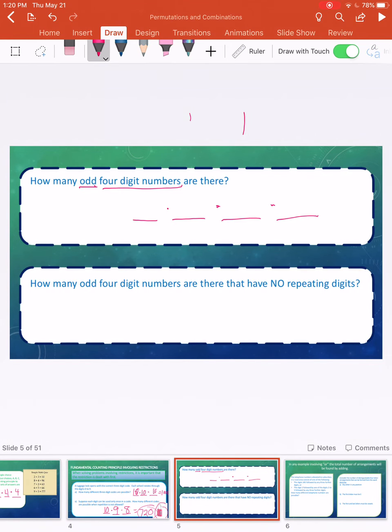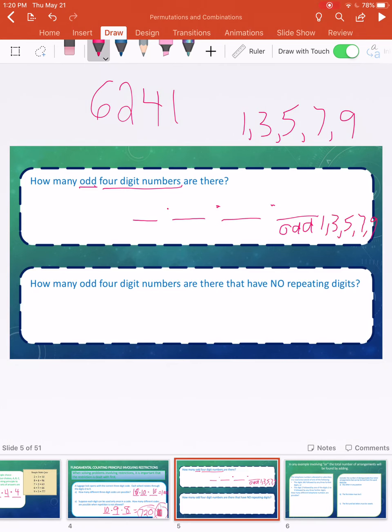Now we know our odd numbers are 1, 3, 5, 7, 9. When you have a 4-digit number, only your last digit needs to be odd. 6,241 is considered an odd number. However, only the last digit is actually odd. So our last digit has to be odd, which means it has to be 1, 3, 5, 7, or 9. So this is a restriction to this question. So I'm going to always start with the restriction. So that means I actually have 5 different numbers to pick from.